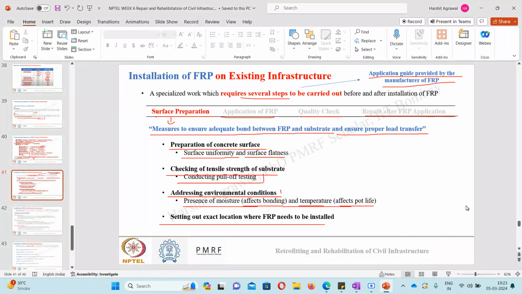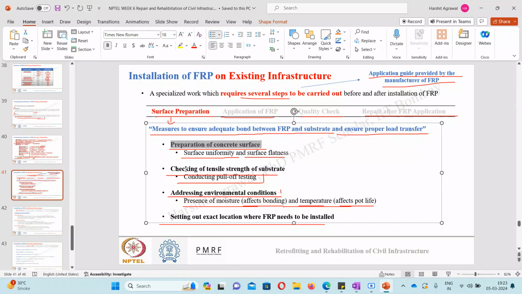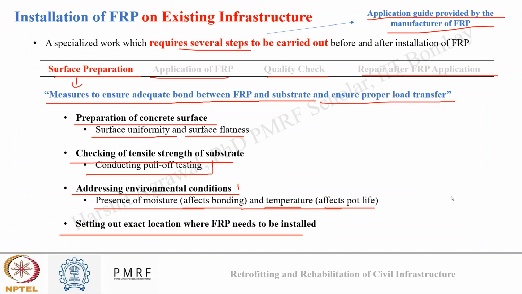Now, coming back to our discussion: in surface preparation, we saw 4 points. There was preparation of the concrete surface, checking the tensile strength of the substrate, addressing the environmental conditions, and setting out the exact location where FRP needs to be installed. So let's see these steps one by one.